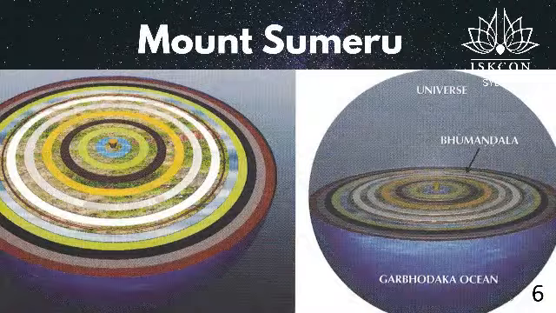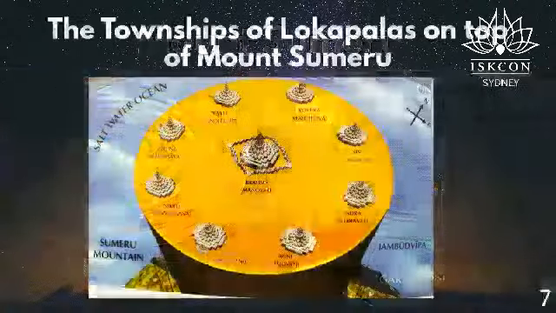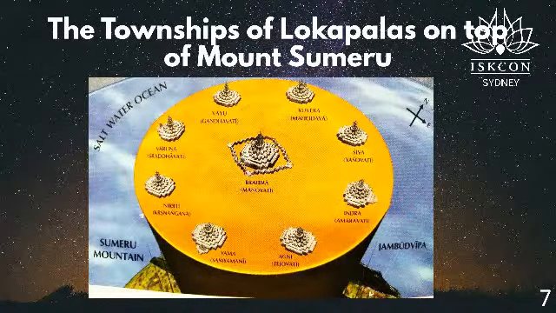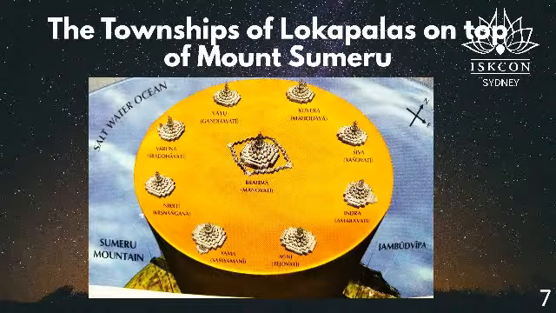Mount Sumeru is introduced. So this is the top of Mount Sumeru. In the middle we have Lord Brahma in a place called Manavati or Brahmapuri, surrounded by 8 different demigods who are the different guardians of the universe. So this is their heavenly resort.